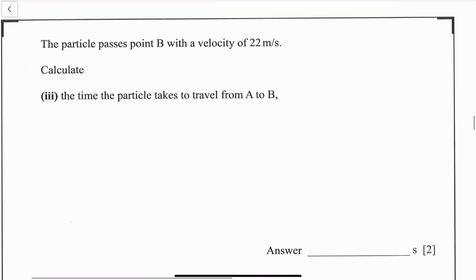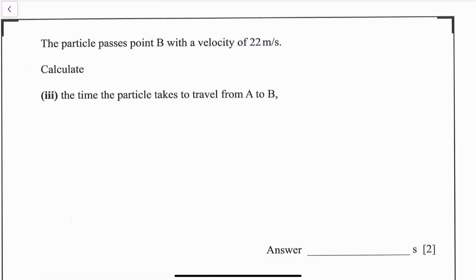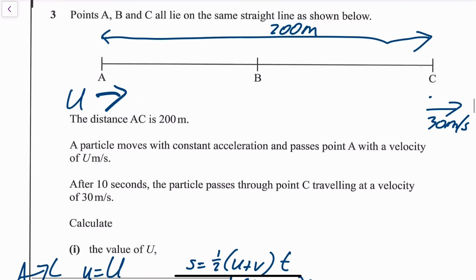Next one says a particle passes through a point B with a velocity of 22 meters per second. Calculate the time taken to travel from A to B. Okay, right, we worked this out, and I think we'll have to use this thing. We know this speed here, or the velocity I should say here, initial velocity. We now know it gets to B with a speed of 22 meters per second. We don't know the distance from A to B. We do know the acceleration during that time is 2. I think that's all we know.